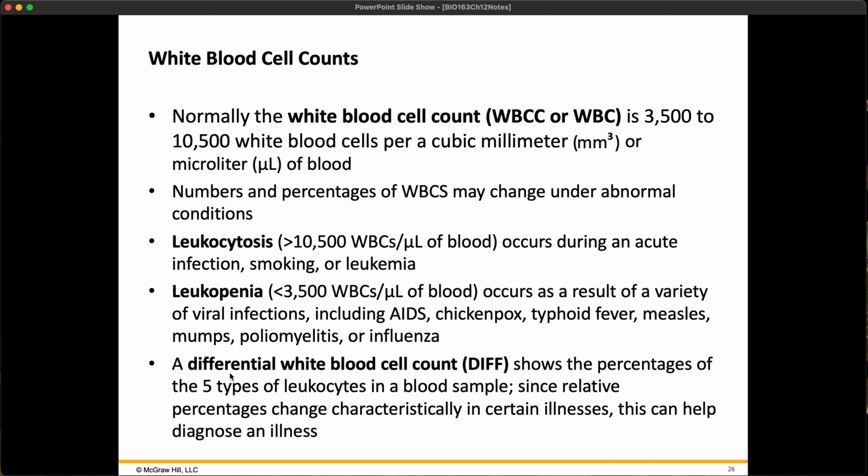Your differential blood cell count. So differential means that they're separating out the different white blood cells. This 3,500 to 10,500 is just for all 5 types of white blood cells. Generally, it should be in that area.